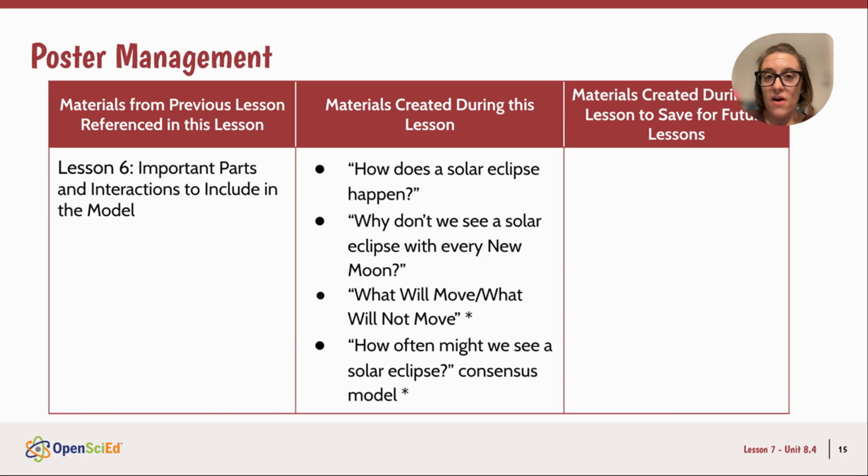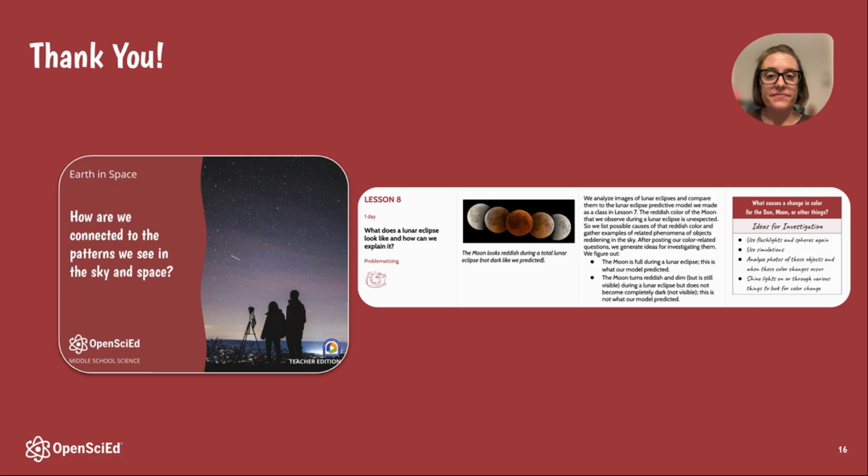Now, depending on what you do with your class, if you decide to shorten day 2 or get rid of it altogether to shorten this unit because your students don't have questions about the frequency of eclipses, then you won't need the what will move, what will not move poster, or how often we might see a solar eclipse consensus model poster. Those only happen if you do day 2 in its entirety.